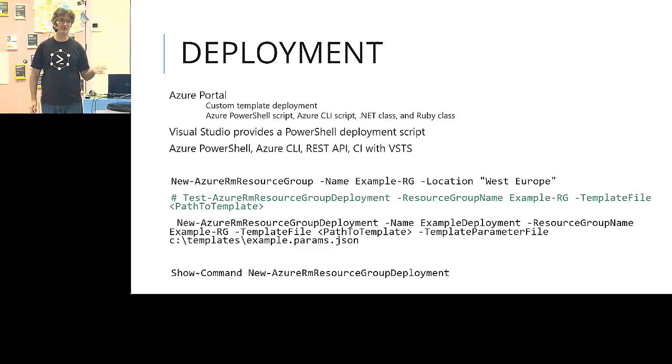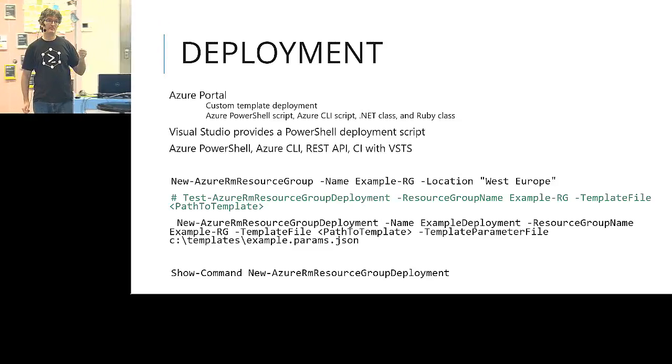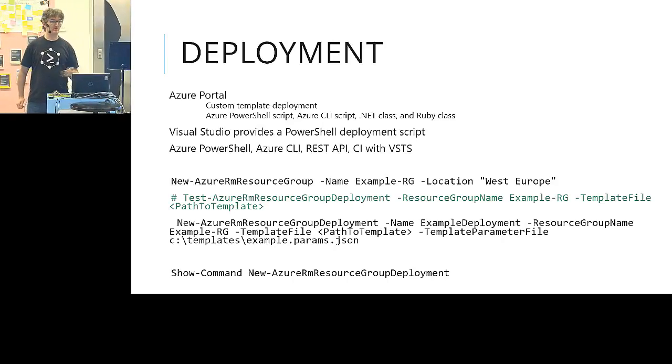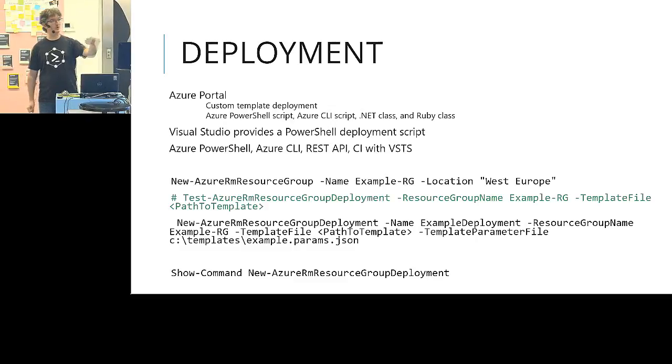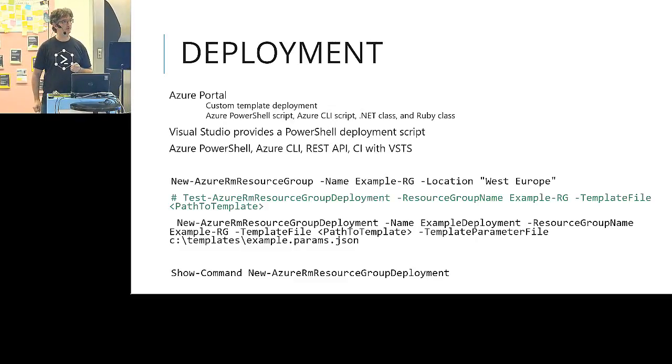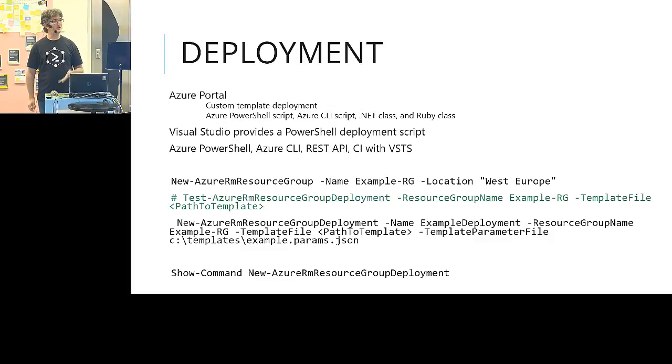Then when you create a project, you will get Azure PowerShell deployment script, and that script is actually the same as the one that you get in Azure Portal. Okay, so you can reuse that. You can use the REST API. You can use continuous integration with Visual Studio Team Services as well.